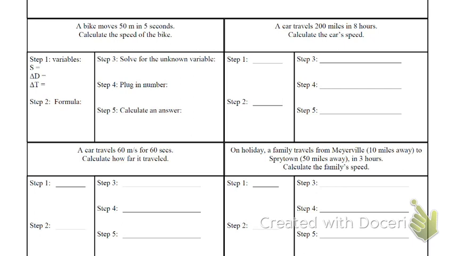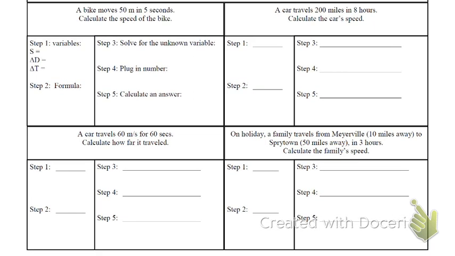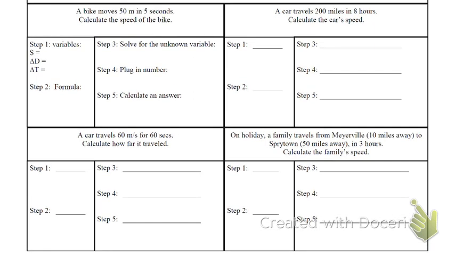Last thing we're going to do is a word problem. All right, let's do this first one. A bike moves 50 meters in 5 seconds. We're going to do all of them. What is 50 meters? Distance. So down here for delta D, I'm going to put 50. 5 seconds is time. And then we don't know our speed. We're solving for that.